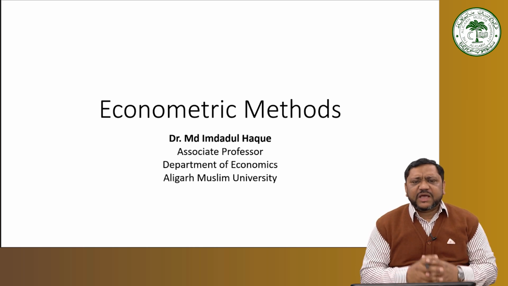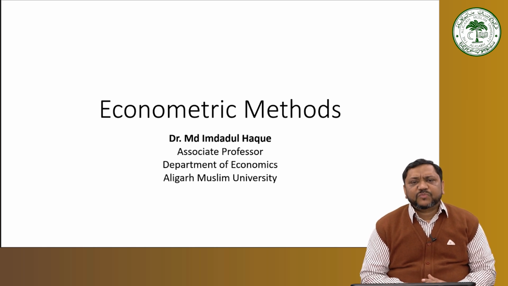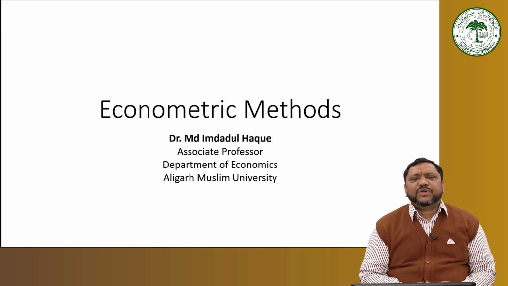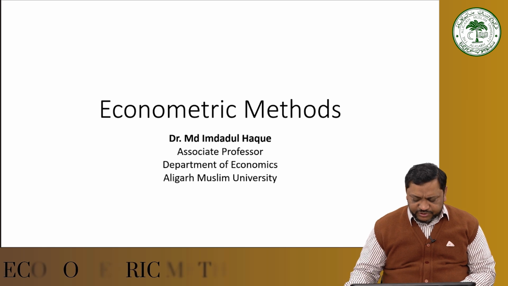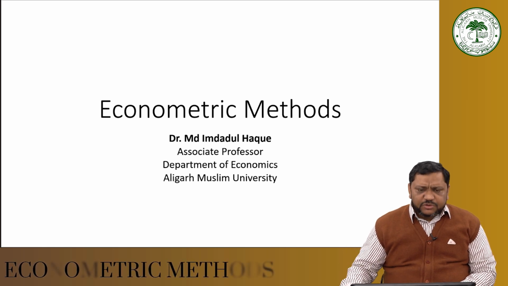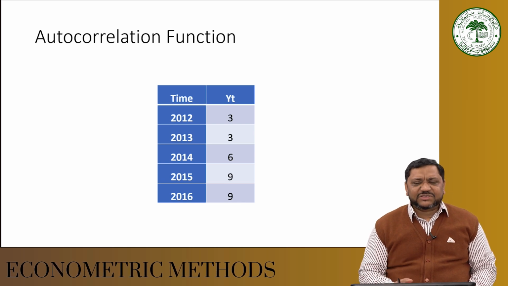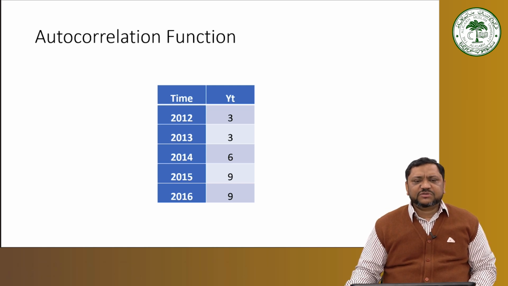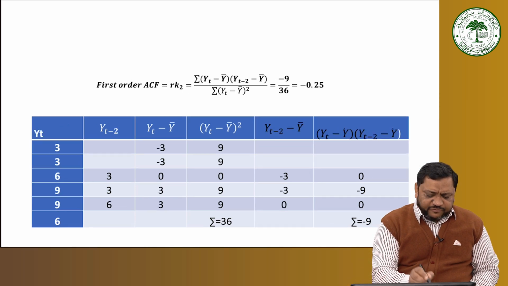Now, nowadays software is commonly used to find these autocorrelation functions and check stationarity and all those things. But let us have a feel of how you compute this autocorrelation function. We have taken a very simple data set of only 5 observations: 3, 3, 6, 9, 9.